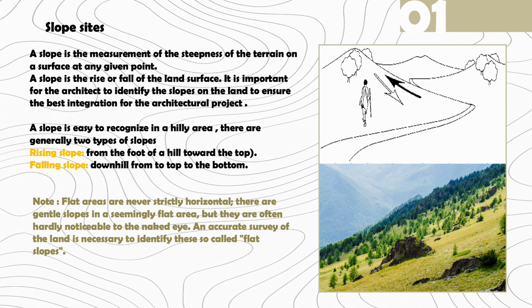A slope is the measurement of a terrain's steepness on a surface at any given point. Also, it is the rise or the fall of a land surface. Therefore, we can distinguish 2 types of slopes, a rising slope and a falling slope. Also, flat areas are never strictly horizontal. They are gentle slopes, unnoticeable to the naked eye.